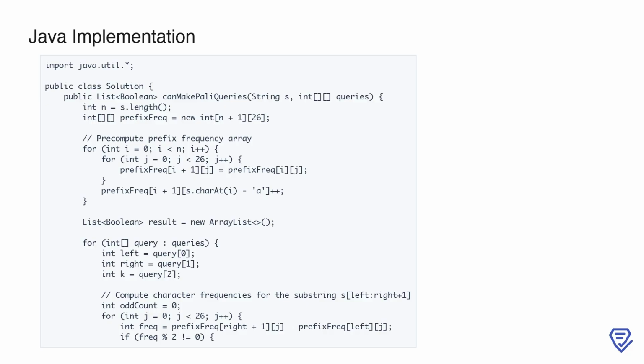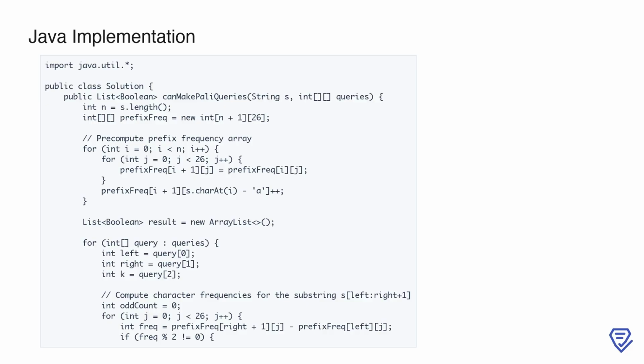For each character in S, we copy the frequency counts from the previous row and increment the count for the current character. This pre-processing step ensures we can quickly calculate the frequency of any character in any substring of S. Once this is set up, we create a list called result to store the Boolean answers for each query.